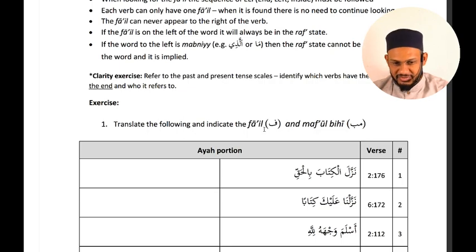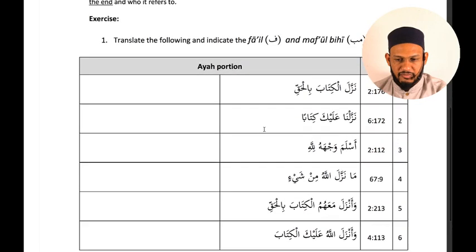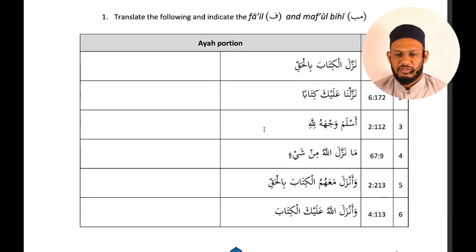Your homework was to finish page number 5. Here we're just translating and finding the fa'il and the maf'ulun bihi. Simple stuff. Especially for third year dawraya, this should be simple, insha'Allah ta'ala. So number 1: nazzala al-kitaba bil-haqqi. Translation. Bismillah. What's number 1? Nazzala al-kitaba bil-haqqi.